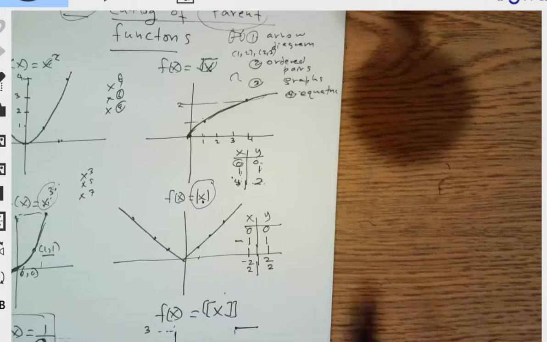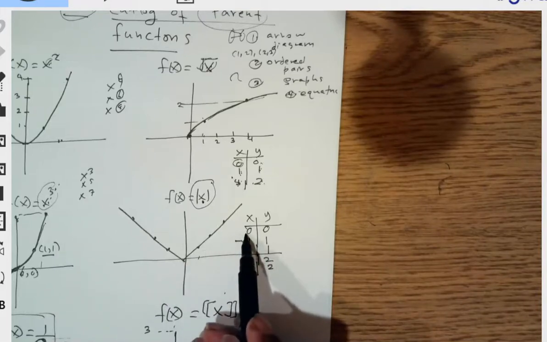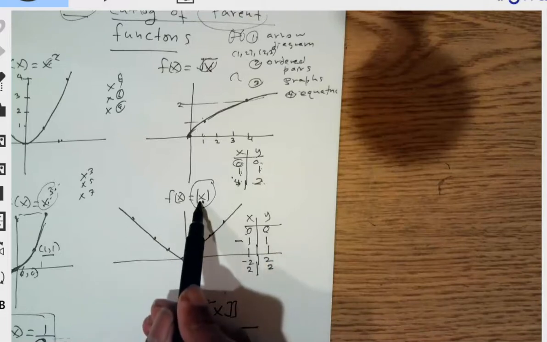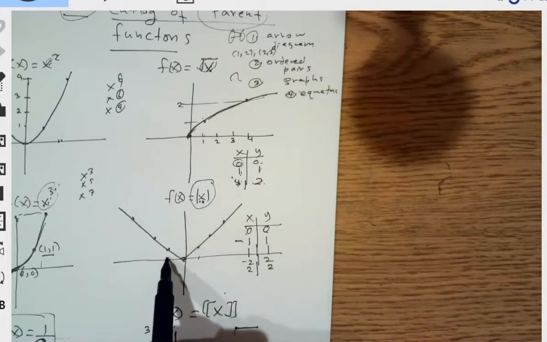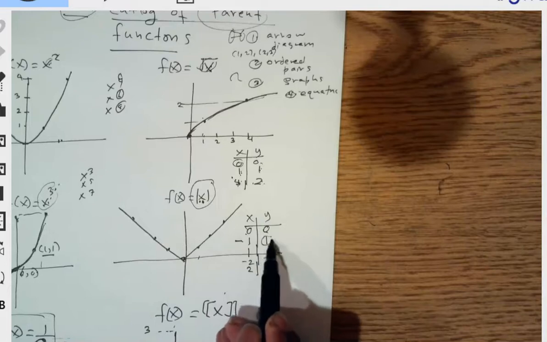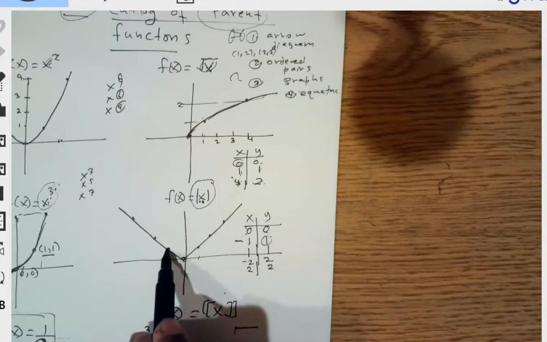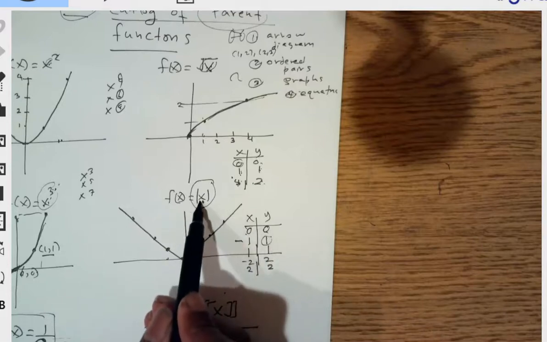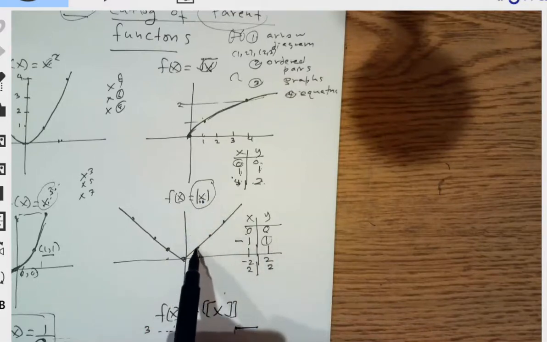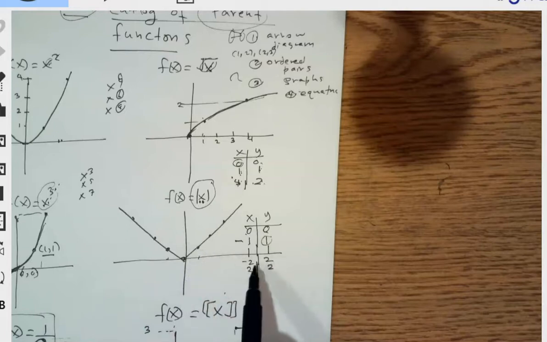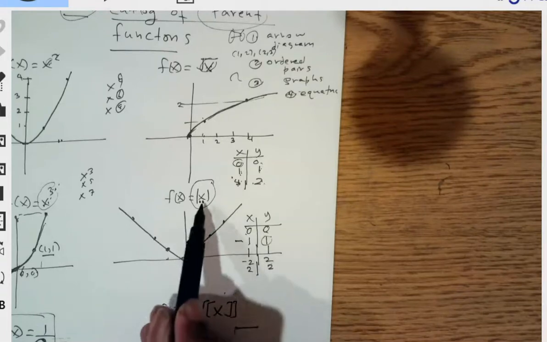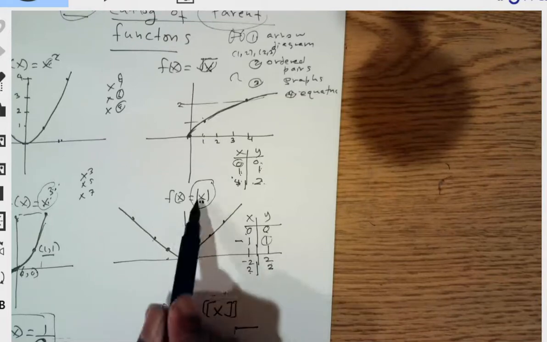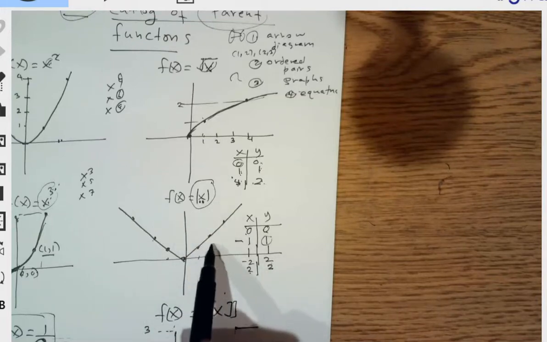So how do you do that? Let's take some points. 0 goes to the absolute value of 0, which is 0. But if you take -1, you get the absolute value of -1, which is +1. So -1 goes to +1. On the other hand, if you put 1, again you go to the absolute value of 1, which is +1. If you put -2, the absolute value is +2. So put +2, you get the absolute value of +2, which is +2.